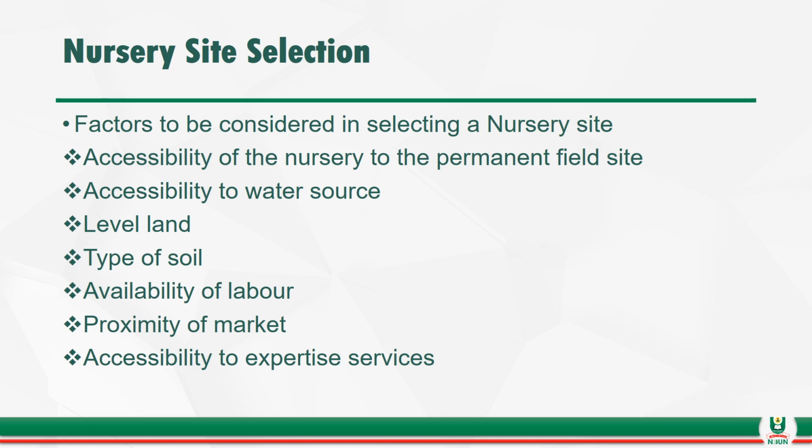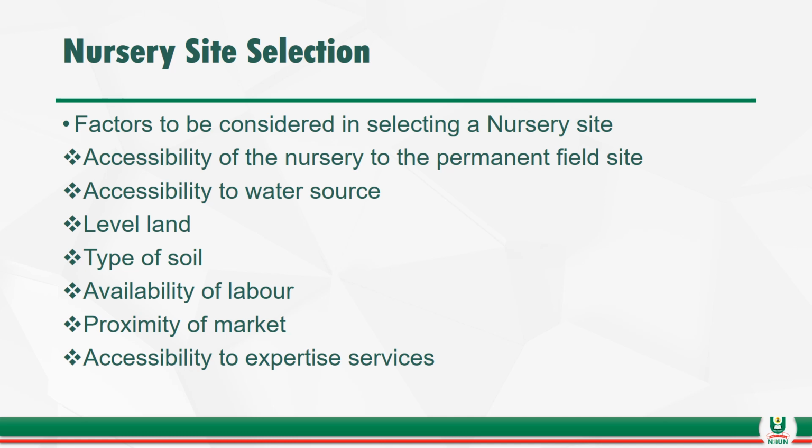Nursery site selection. Factors to be considered in selecting a nursery site: accessibility of the nursery to the permanent field site. It should not be very far away. Accessibility to water source. Water should be readily available for you to constantly water your nursery. And then the level ground, the area should be level enough. And then the type of soil, use humus soil. Very fertile soil should be used in a nursery.